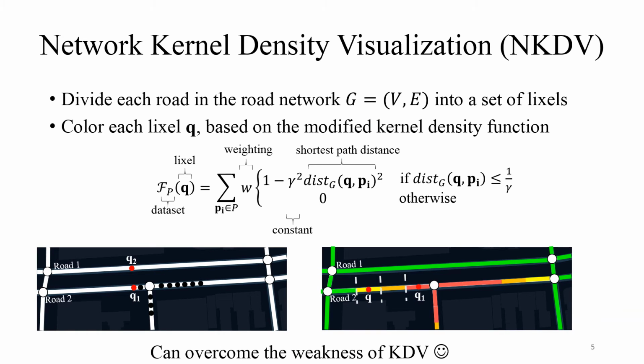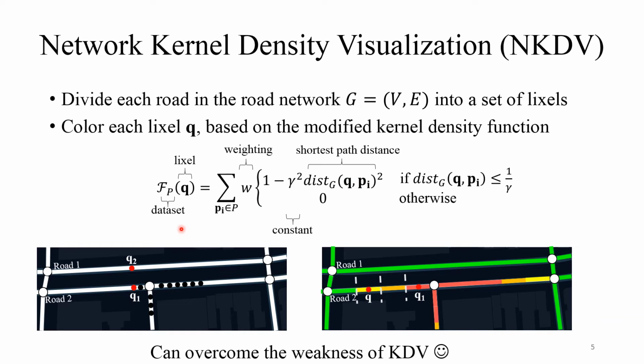That's why some geoscientists propose the network kernel density visualization, NKDV, to overcome the weakness of KDV, which I've mentioned before. First, they divide each road in the road network G equals (V, E) into a set of pixels. Then they color each pixel q based on this modified kernel density function. As you can see in this equation, they replace the Euclidean distance with the shortest path distance.